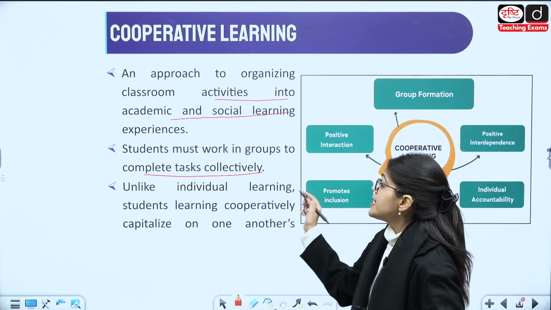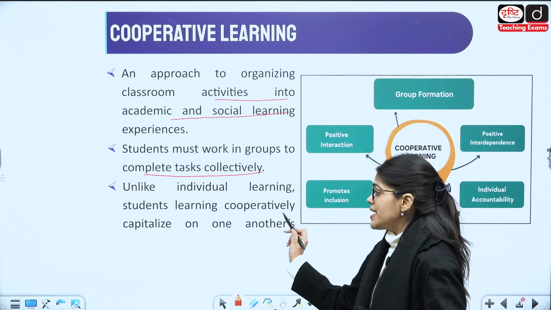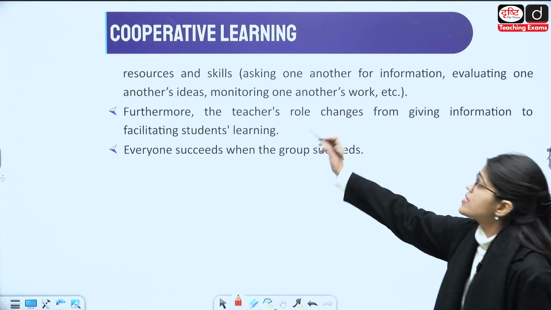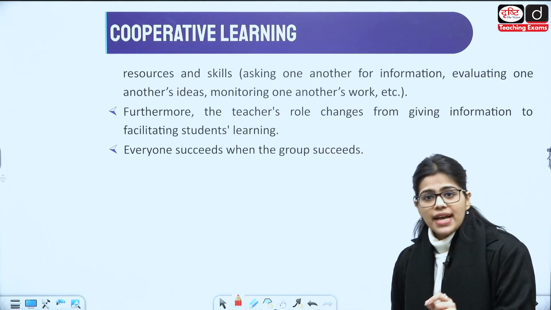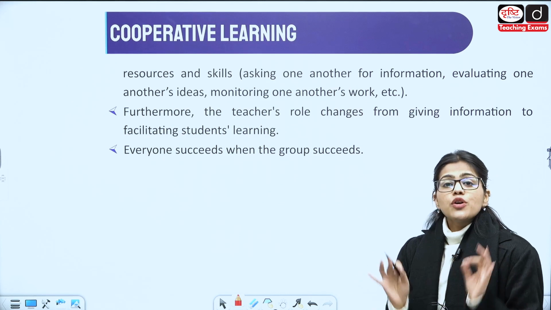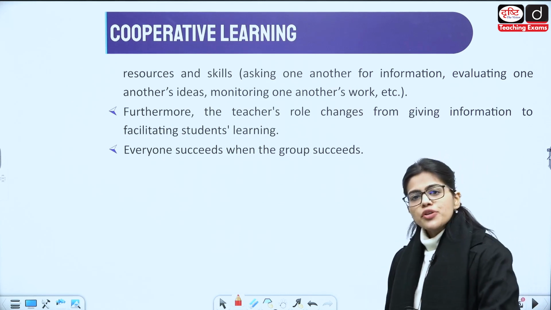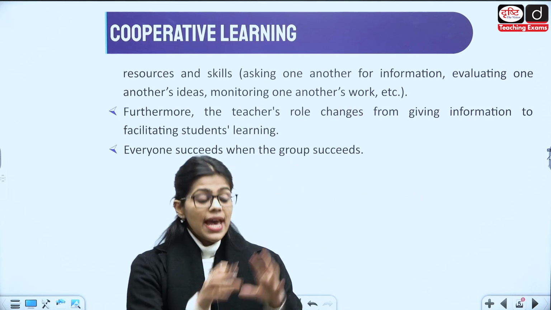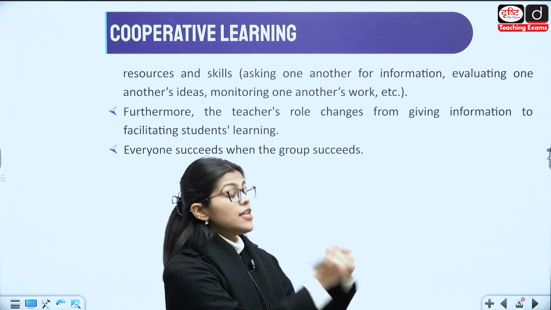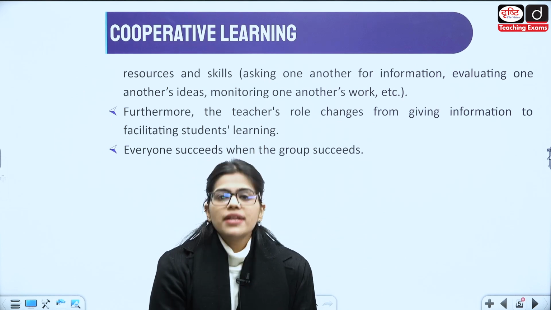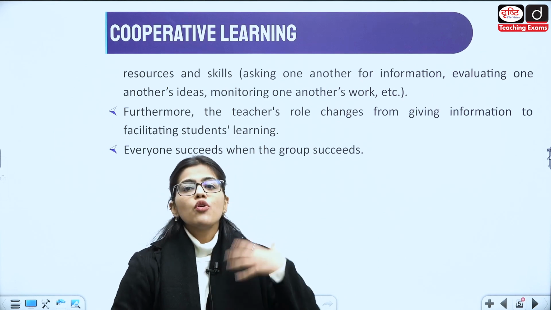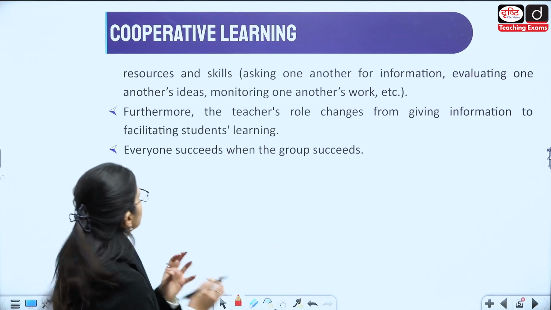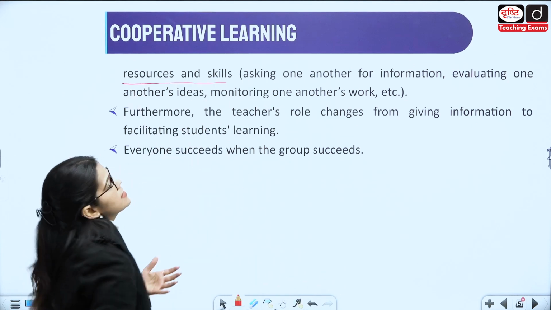Unlike individual learning, students learning cooperatively capitalize on one another's resources and skills. They are going to tap on one another and rely on one another. It is not only Seema who is important in my class, but Seema knows a few things and she talks to Meena about those things. These two people cooperate with one another. They bring their own notions and findings, and then the product would be seen here. That's cooperative learning.